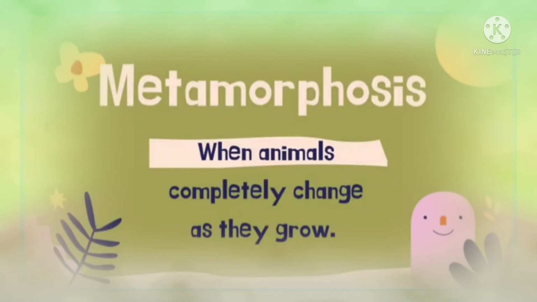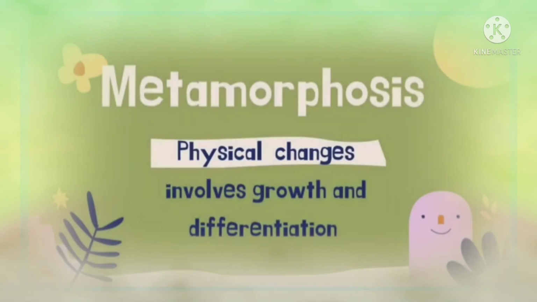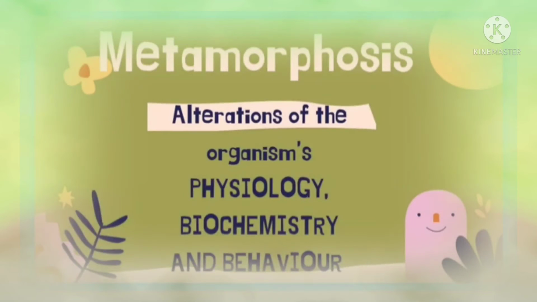Some animals don't look like their parents as they grow. They completely change. This is called metamorphosis. These physical changes, as well as those involving growth and differentiation, are accompanied by alterations of the organism's physiology, biochemistry, and behavior. Insects and amphibians are animals that go through metamorphosis.